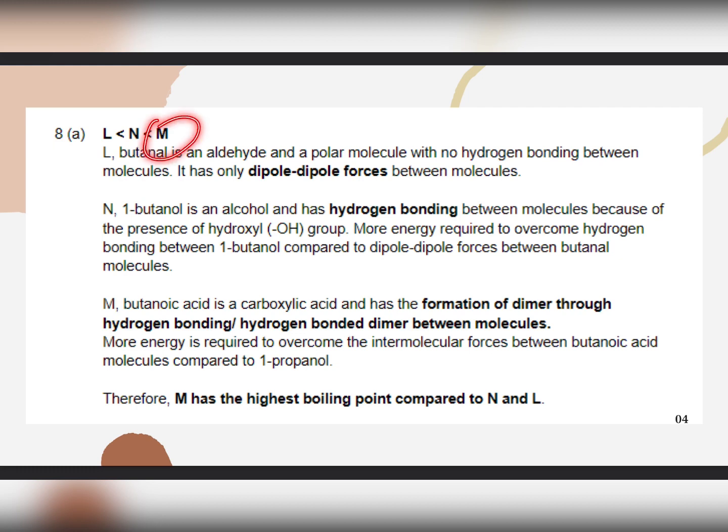Right, so why M has the highest boiling point? Because M is butanoic acid. So butanoic acid, it is carboxylic acid. So it can form dimer through hydrogen bonding, ataupun you can use this word, it can form hydrogen bonded dimer between molecules. So carboxylic acid boleh form hydrogen bonded dimer between molecules. That is why more energy is needed to overcome the intermolecular forces between butanoic acid compared to 1-butanol. That is why M will have the highest boiling point compared to compound N and also L.